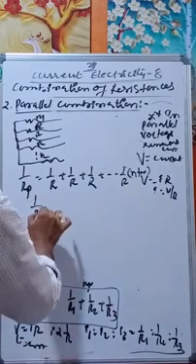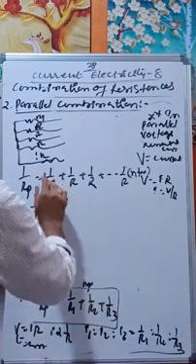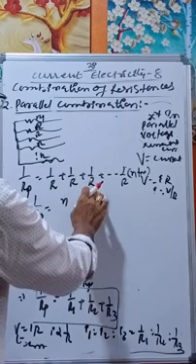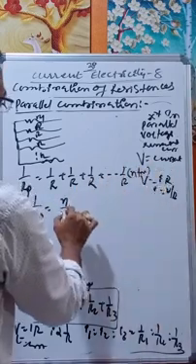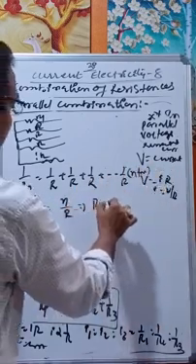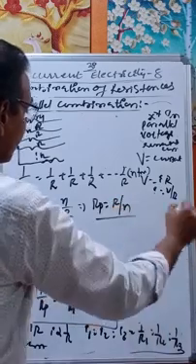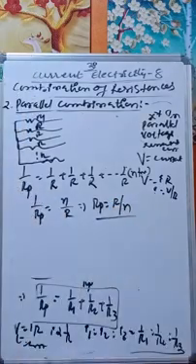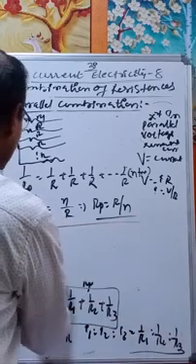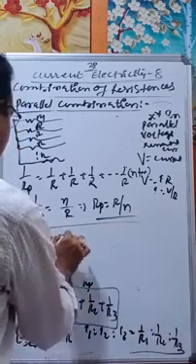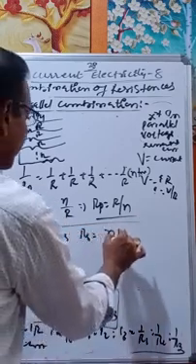Therefore, 1 by RP is equal to n by R. This implies RP is equal to R by N. In series we get Rs is equal to N into R.